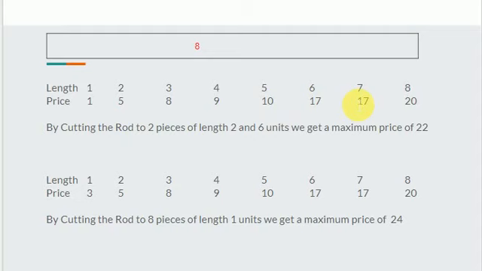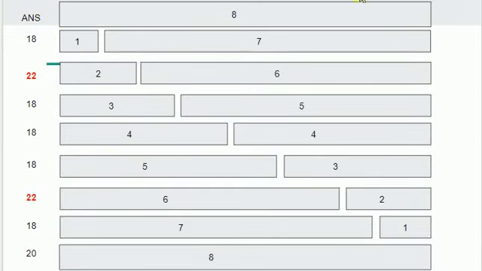I won't split the rod ideally. I will sell the rod of 8 units length as it is. So I will get a value of 20 rupees. So out of all these things, these two combinations 2,6 and 6,2 are giving the highest price, 22. So the answer is 22.